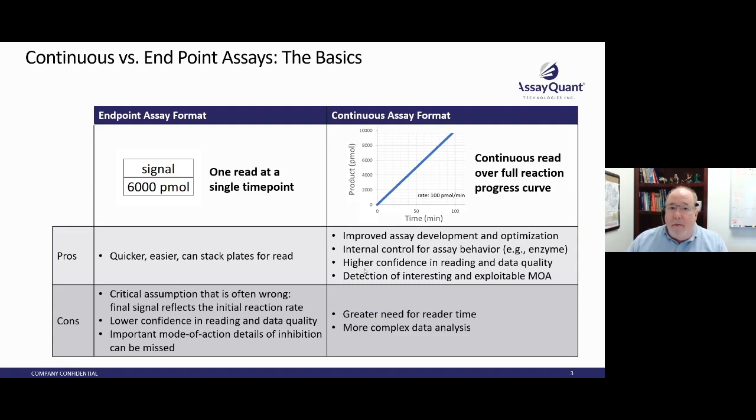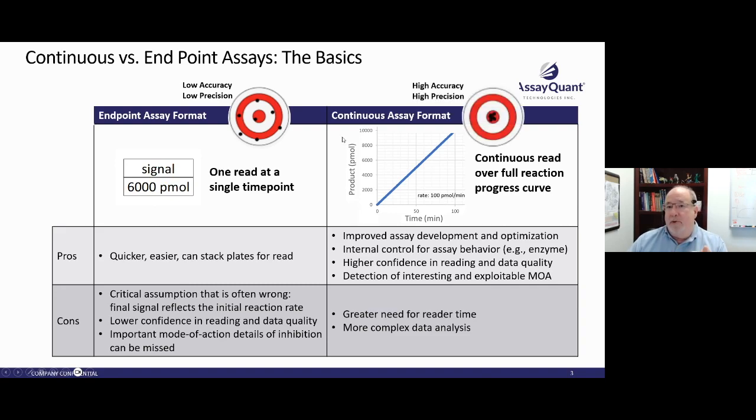So with that, I'm going to talk about the continuous assay that we offer here, but before I get into that, let me just summarize. With your endpoint assay, you've got low accuracy and low precision both, so you're not getting clustering, and that clustering might not be on the bullseye. But with a continuous assay, you have a much stronger chance of getting both high accuracy and high precision, hitting the bullseye.